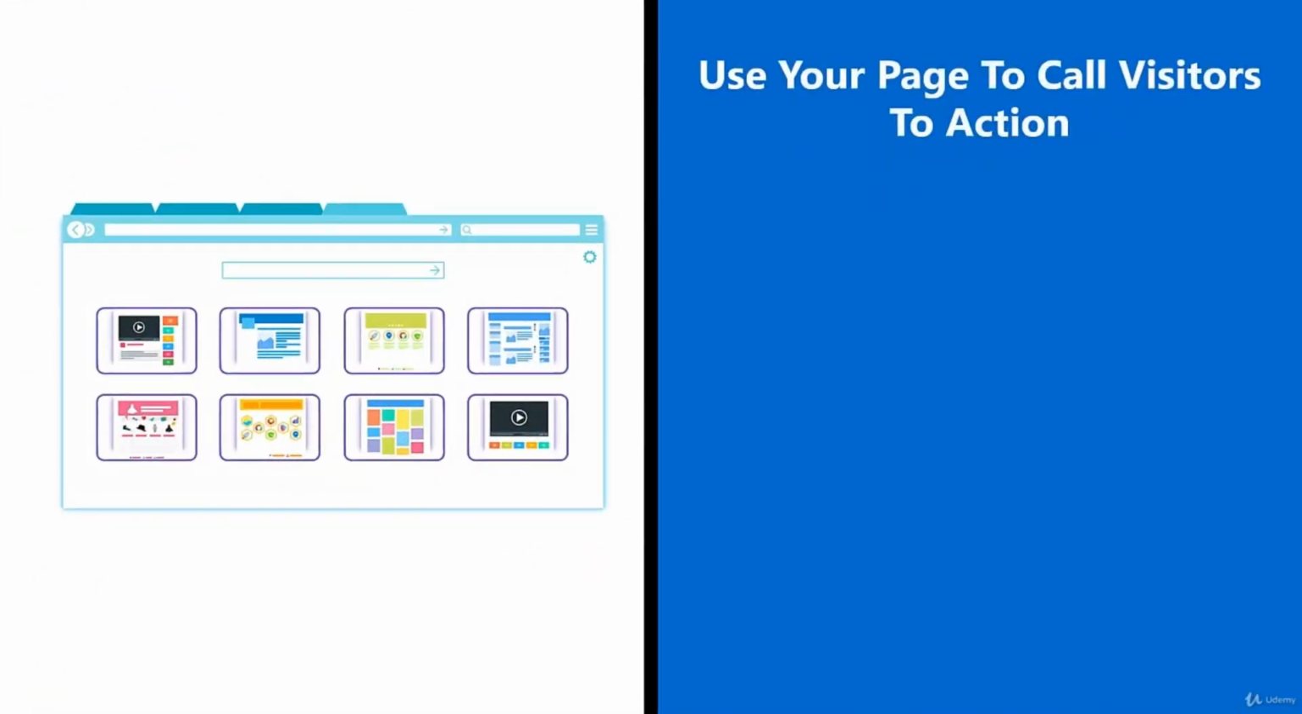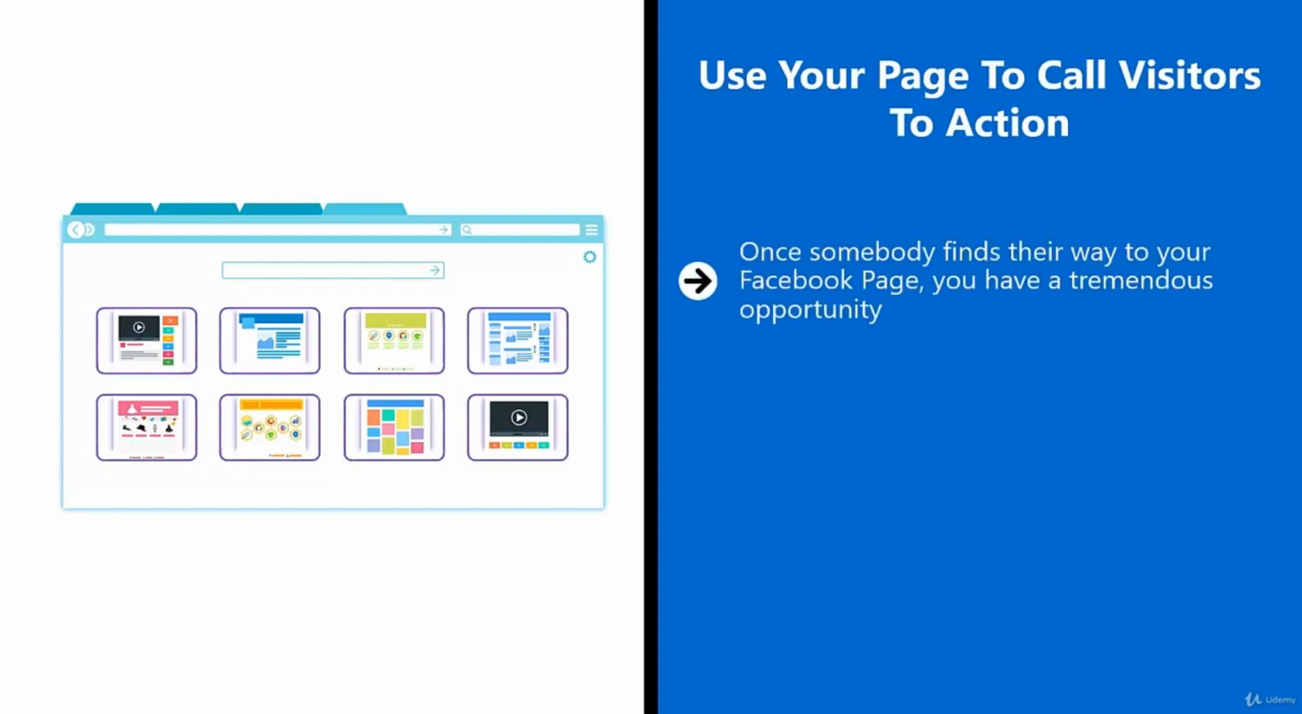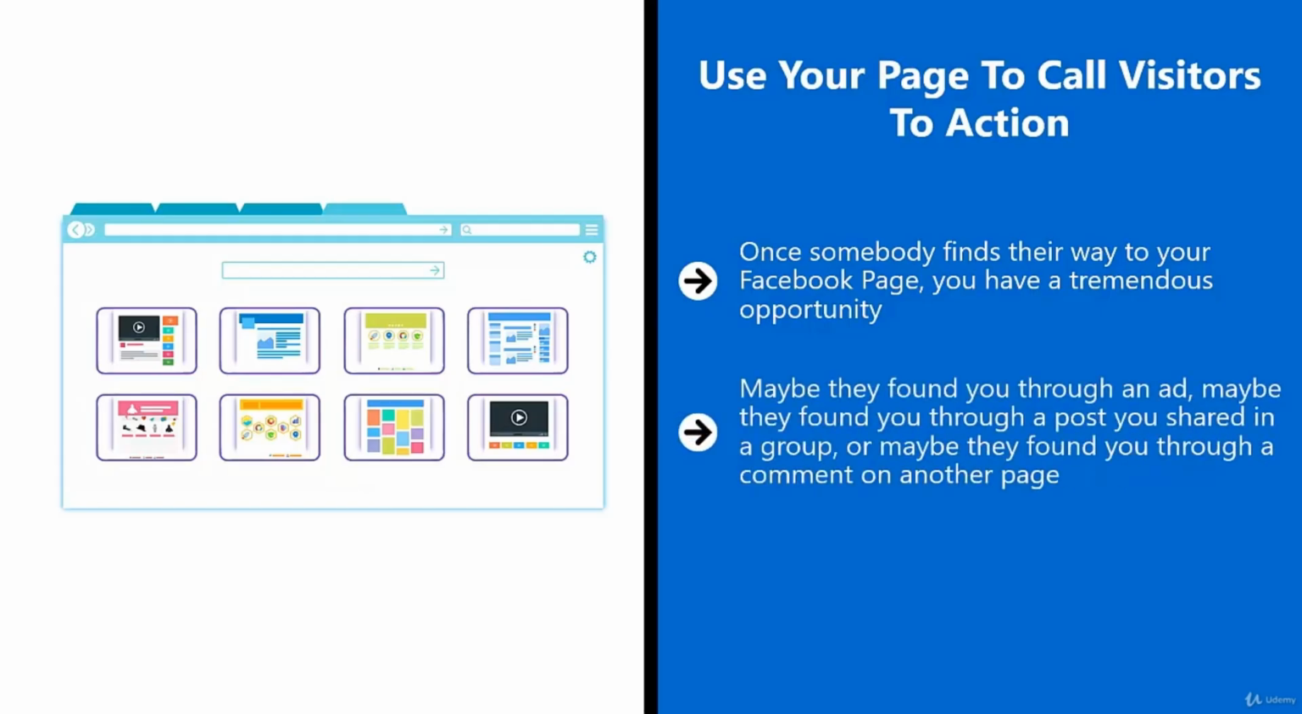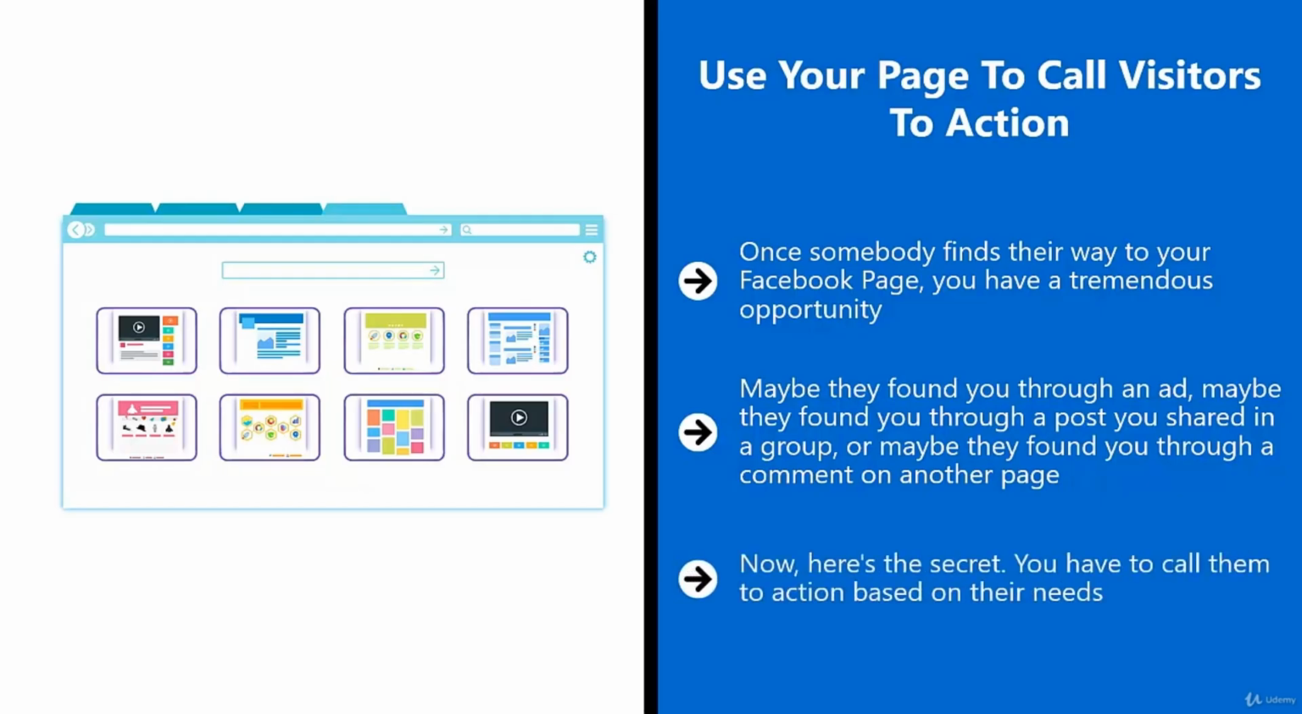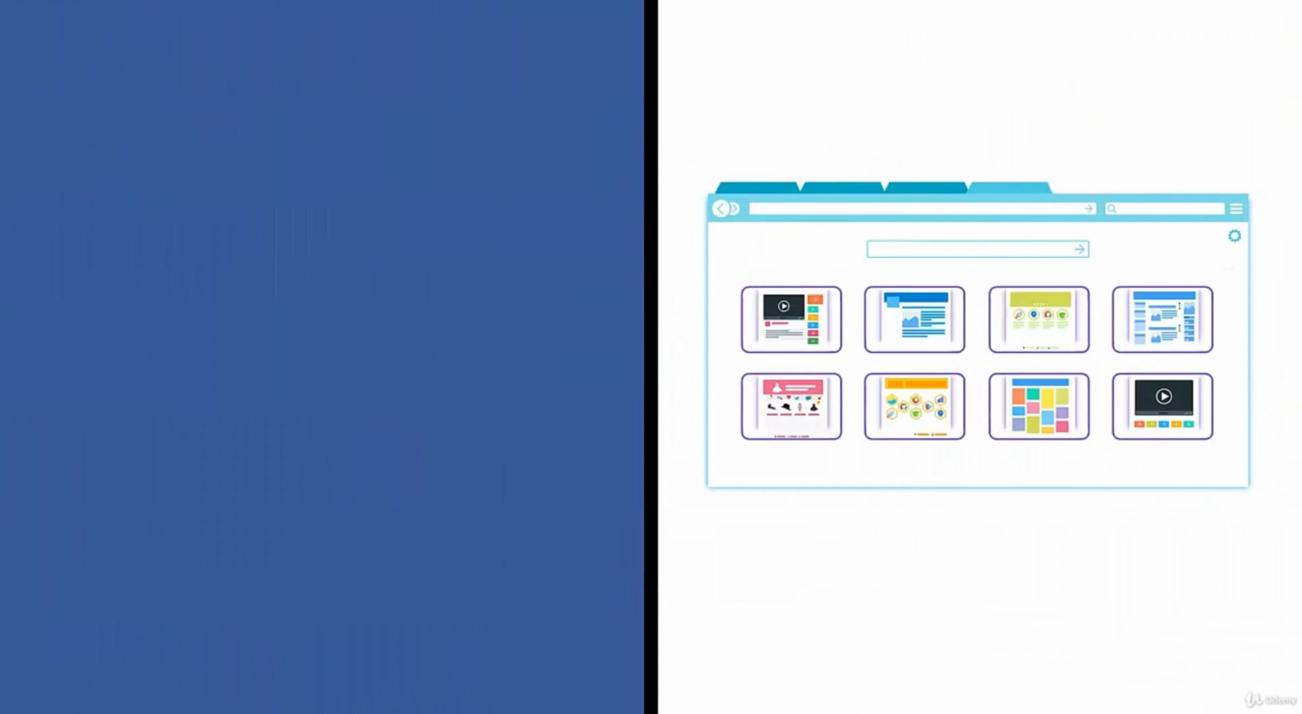Use your page to call visitors to action. Once somebody finds their way to your Facebook page, you have a tremendous opportunity. Don't blow it. Maybe they found you through an ad. Maybe they found you through a post you shared in a group. Or maybe they found you through a comment on another page. Regardless of how they find you, call them to action. Now, here's the secret. You have to call them to action based on their needs. You can't just say, click on this button to get a hold of me. Well, any random bum can get a hold of you, and that might not be the right customer for you.